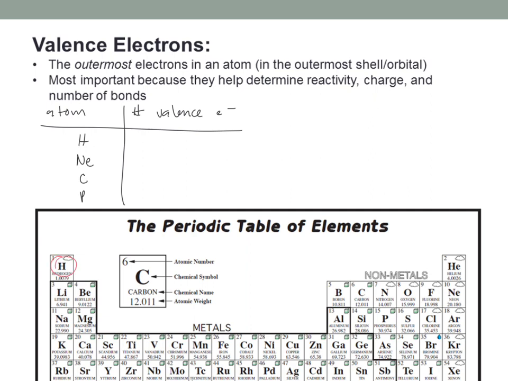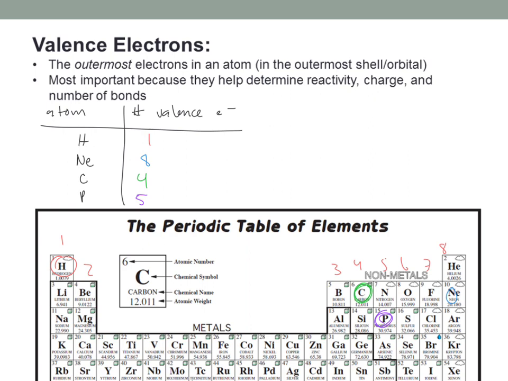But okay, hydrogen's over here. That's in group 1. It's in group 1, so it must have 1 valence electron. That's all I need to know. I don't have to draw the whole Bohr model to figure that out. Neon is over here. It's in group 8. It must have 8 valence electrons. Boom. Again, didn't need to draw the Bohr model to figure that out. Carbon is over here in group 4. Carbon must have 4 valence electrons. Lastly, phosphorus is here in group 5. Must have 5 valence electrons. So that's all you really need to do to figure out the number of valence electrons.